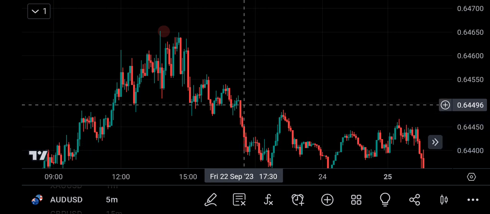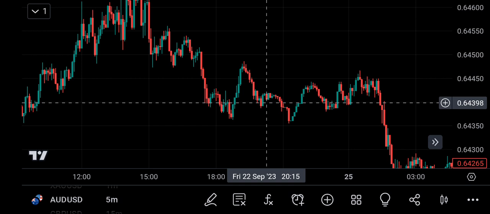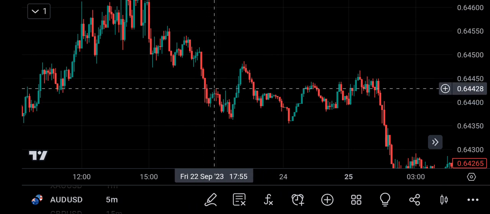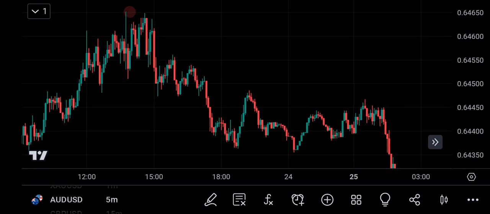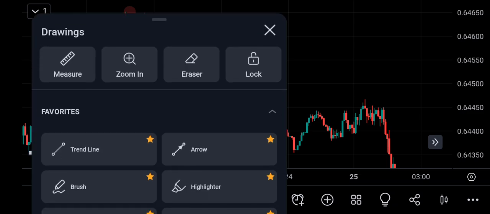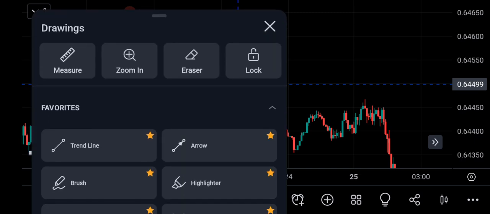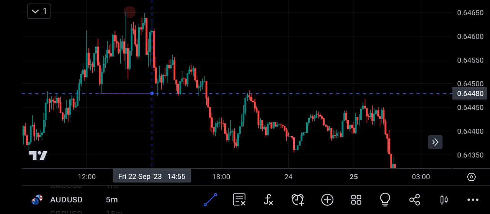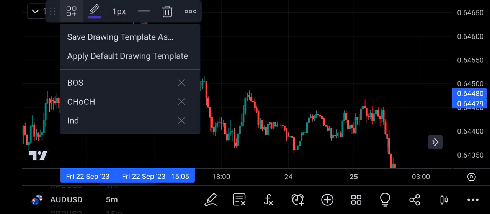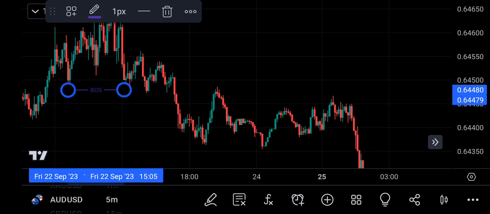Where is the most recent pullback? This one here. That's the most recent pullback, and this low took it out. Firstly, let me show you change of character on the other side, but let me just mark this side. This was change of character. The market was bullish and changed bearish. We call that change of character.